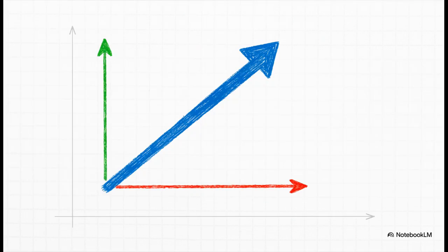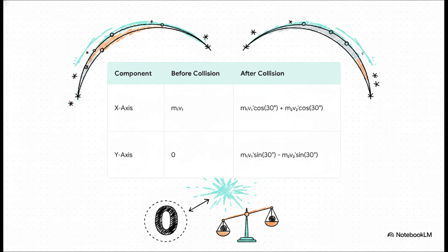This is exactly why we made such a big deal about momentum being a vector earlier. You can't just compare the total momentum before and after anymore. You have to make sure that the momentum in the horizontal direction is conserved and that the momentum in the vertical direction is conserved, separately. It's like you have to balance 2 different checkbooks, one for the x-axis and one for the y-axis. This lets us turn one complicated 2D problem into 2 much easier 1D problems. So let's see what this looks like.